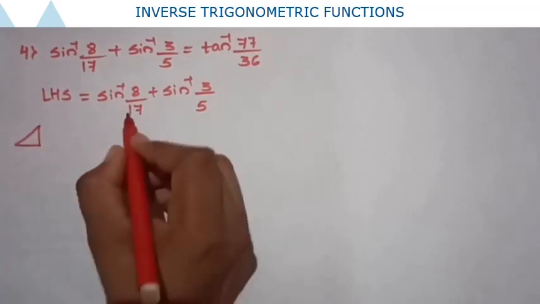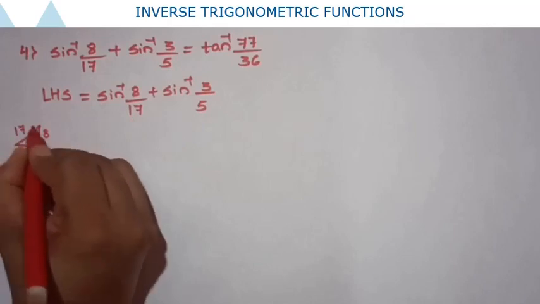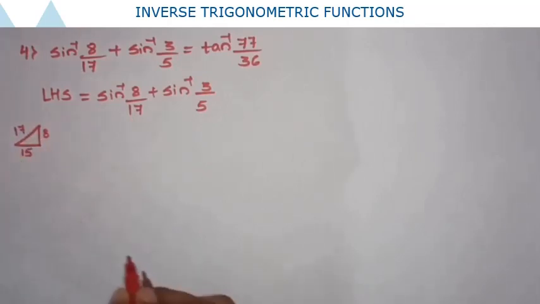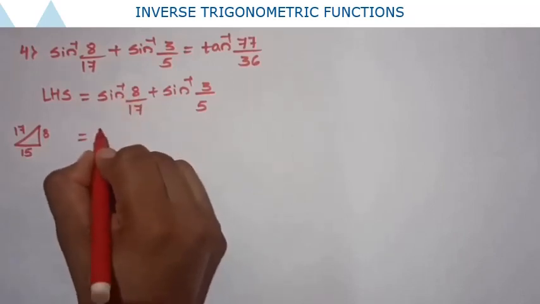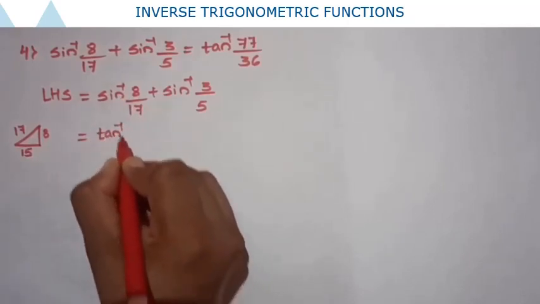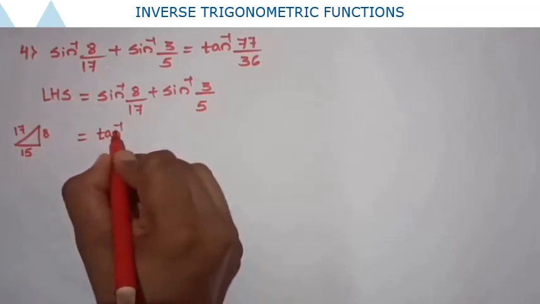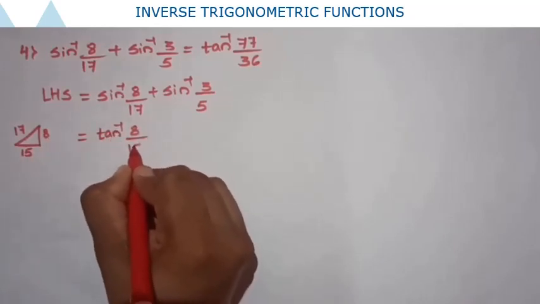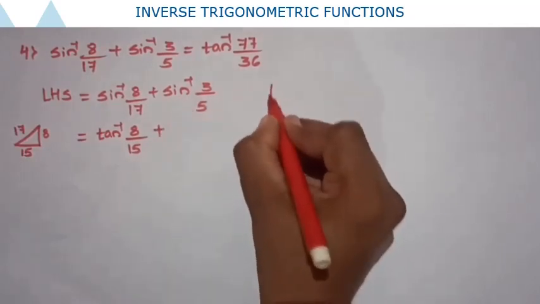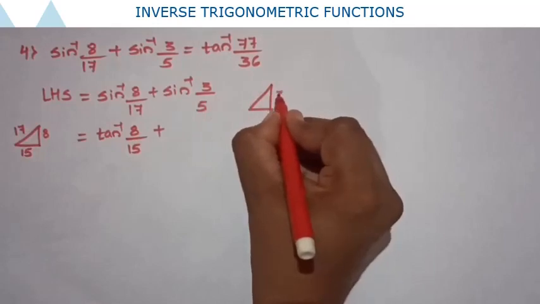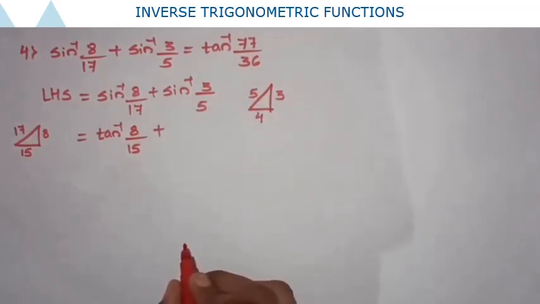Now take a right angle triangle. 8 is the opposite side, 17 is the hypotenuse, so the adjacent side becomes 15. From this, I am writing sin inverse 8 by 17 in terms of tan. The definition of tan is opposite by adjacent side. Therefore this is tan inverse of 8 by 15, plus, and for this also we should convert to tan. Here 3 is the opposite side, 5 is the hypotenuse, therefore 4 becomes its adjacent side.